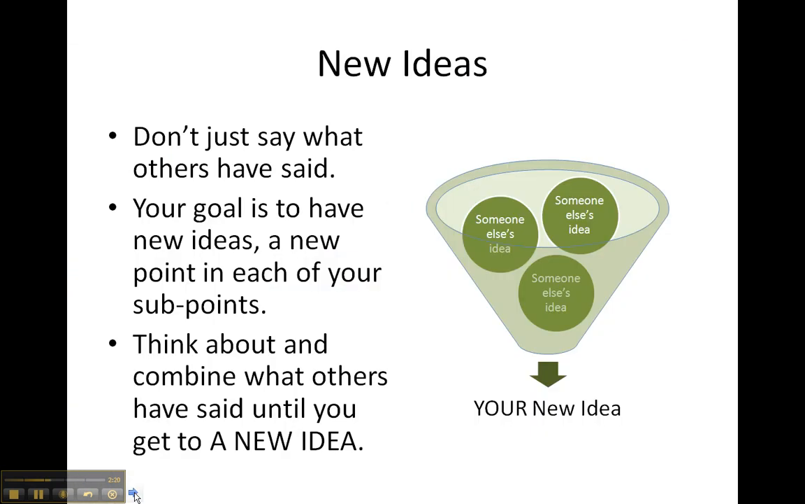Remember that you're looking always to get to new ideas. A college paper does not just repeat what other people have said. It offers up your own thoughts, solutions, and any other kind of idea that you might have about the topic.